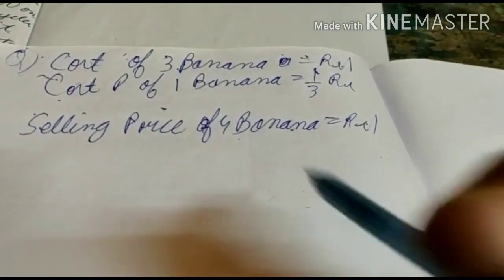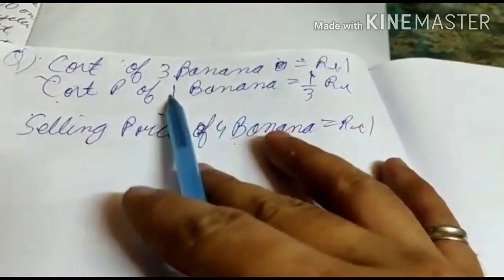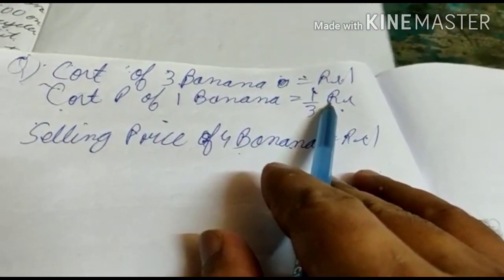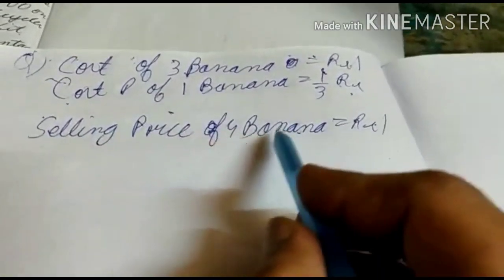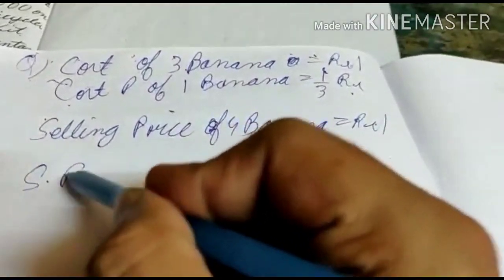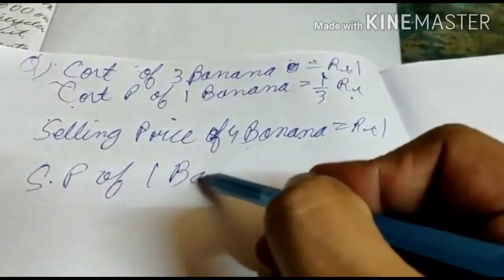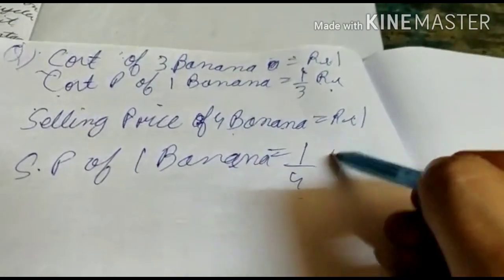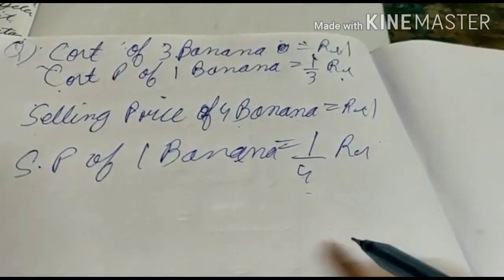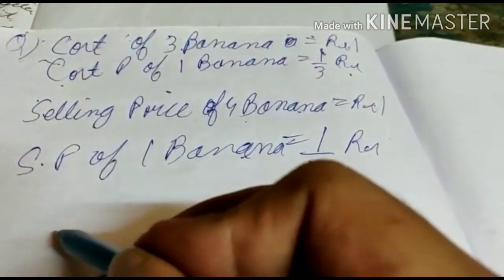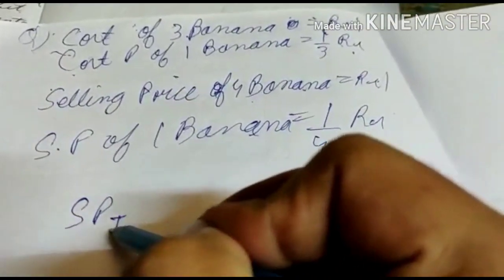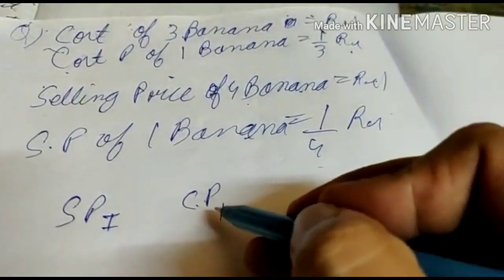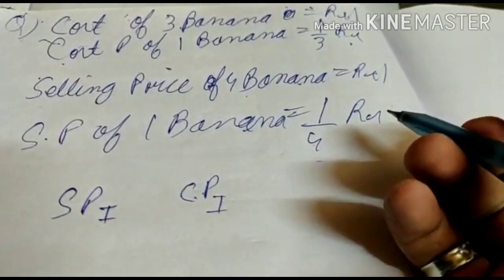Simple. Cost price of 3 is rupees 1, and cost price of 1 is 1 upon 3. This 3 will come here as divide. In the same way, selling price of 4 bananas is rupees 1, so SP of 1 banana equals 1 upon 4 rupees. So now we have SP of 1 and CP of 1, and now we can compare them.